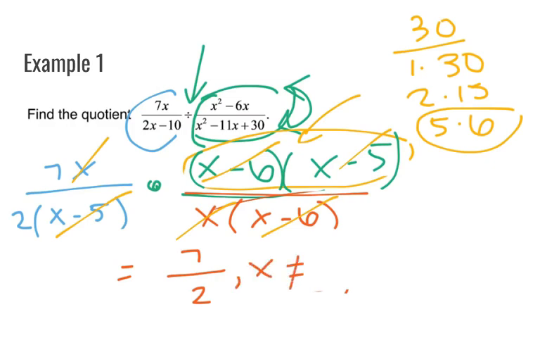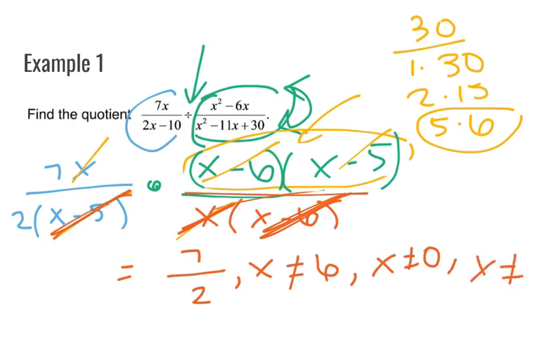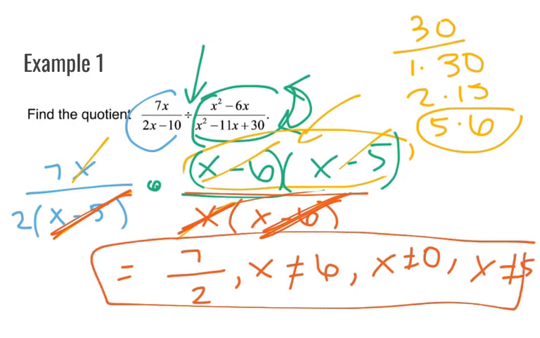X cannot be several things. We've got to look back at all those things we canceled. So this one, x cannot be 6. This one that I canceled, x cannot be 0. And this one that I canceled, x cannot be 5. So it equals 7 halves as long as x is not any of these 3 numbers. If it's any of those 3 numbers, then we'll have some issues and it won't equal 7 halves.